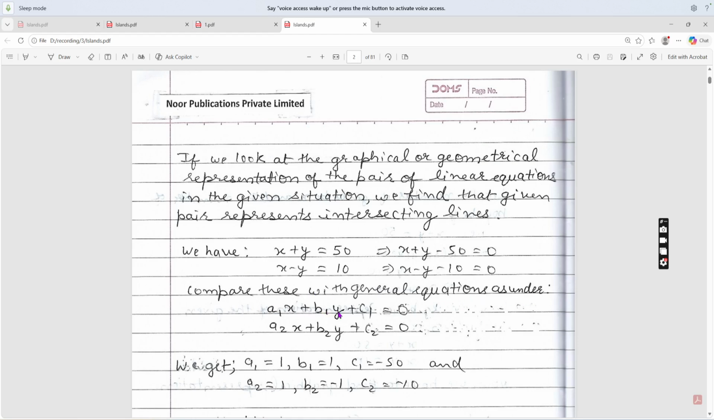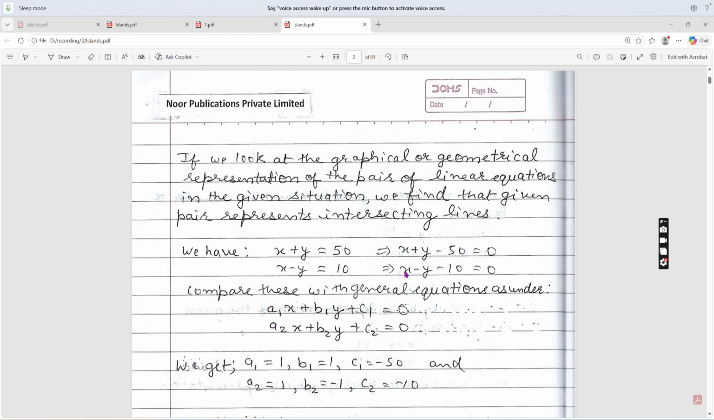a1x plus b1y plus c1 is equal to 0. a2x plus b2y plus c2 is equal to 0. Now when we are comparing this with the first equation, we are getting a1 as 1 because a1 is the coefficient of x and in the first equation the coefficient of x is 1. b1 is the coefficient of y and the coefficient of y in first equation is 1. c1 is the constant term on the LHS. Here the c1 is minus 50 which is on LHS.